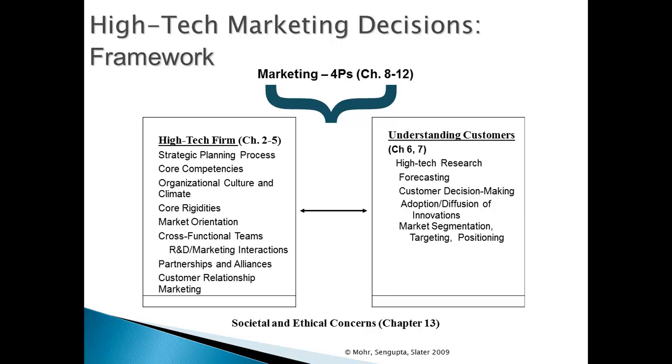This is the framework for your book, and as we get into it, you'll see that we're going to focus the first part of the semester on the left-hand side of this box, where we'll be focusing on issues that are internal to the high-tech company. Then we'll move into understanding customers. Then we'll go through each of the 4 P's, product, price, place, promotion, and then we'll deal with societal and ethical concerns that affect the high-tech marketing environment.